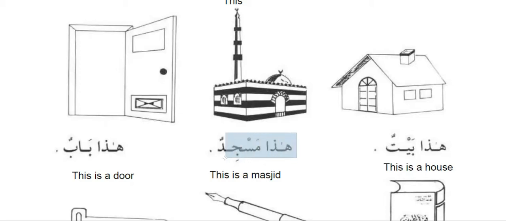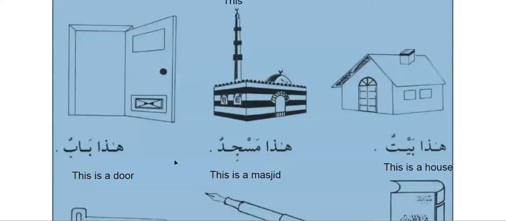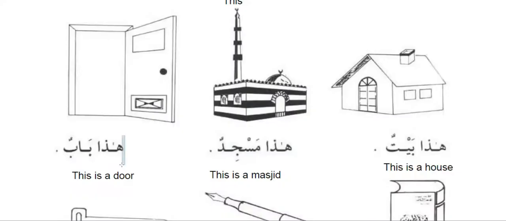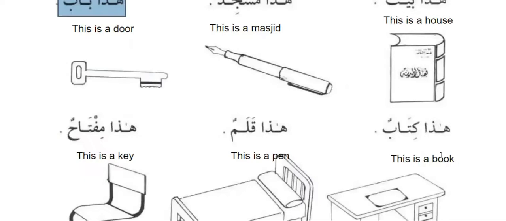Hadha masjid. This is a masjid. Hadha bab. This is a door. Hadha kitab. This is a book.